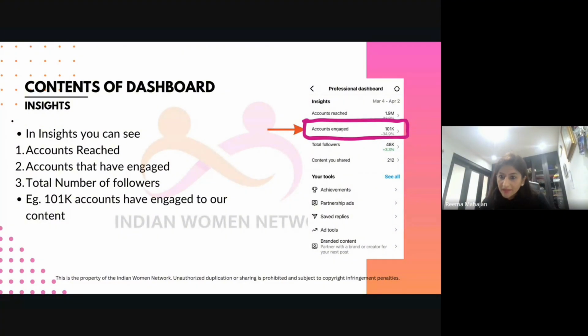Weavers Boutique, 612 accounts reached. Brilliant. So I think that everybody is getting in that direction. All right. Usually your accounts engaged will be less than your accounts reached, because not everybody who's scrolling through the reels will give you a like or a share. But what's the number you are seeing? Okay. Purnima, 6. We need to increase that number, Purnima.